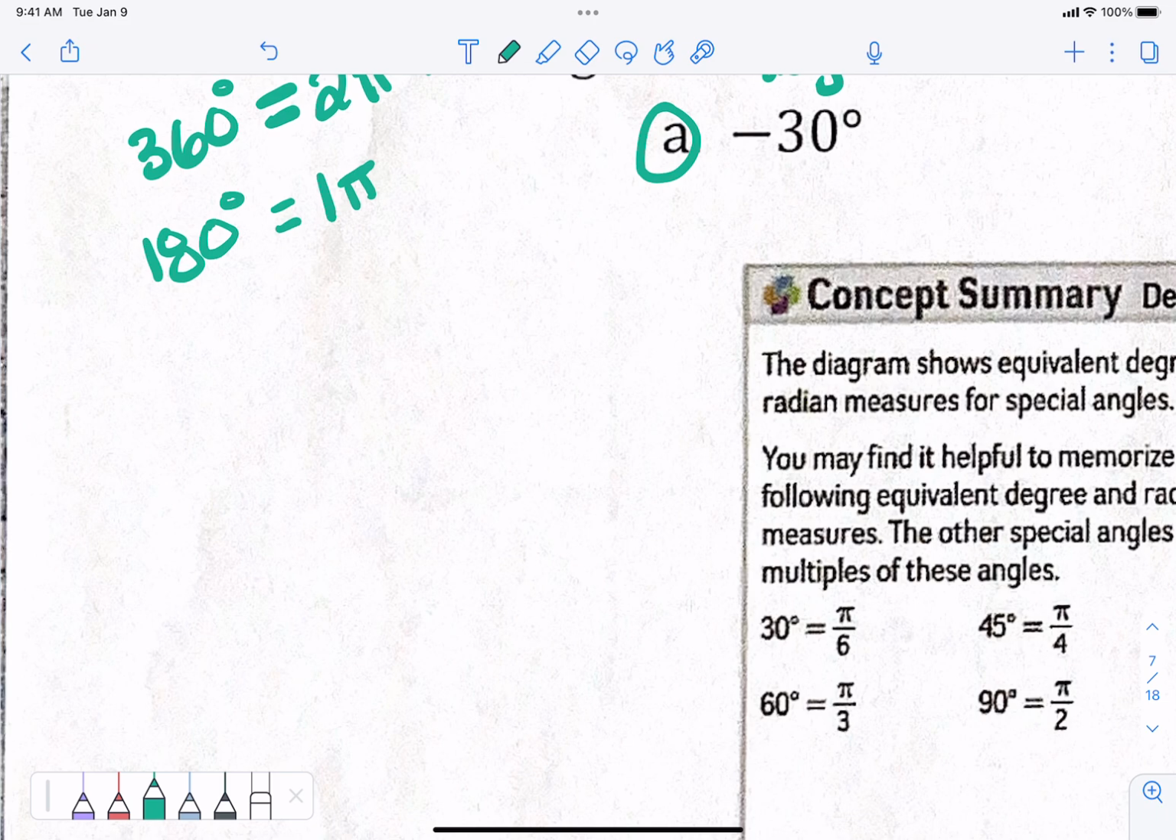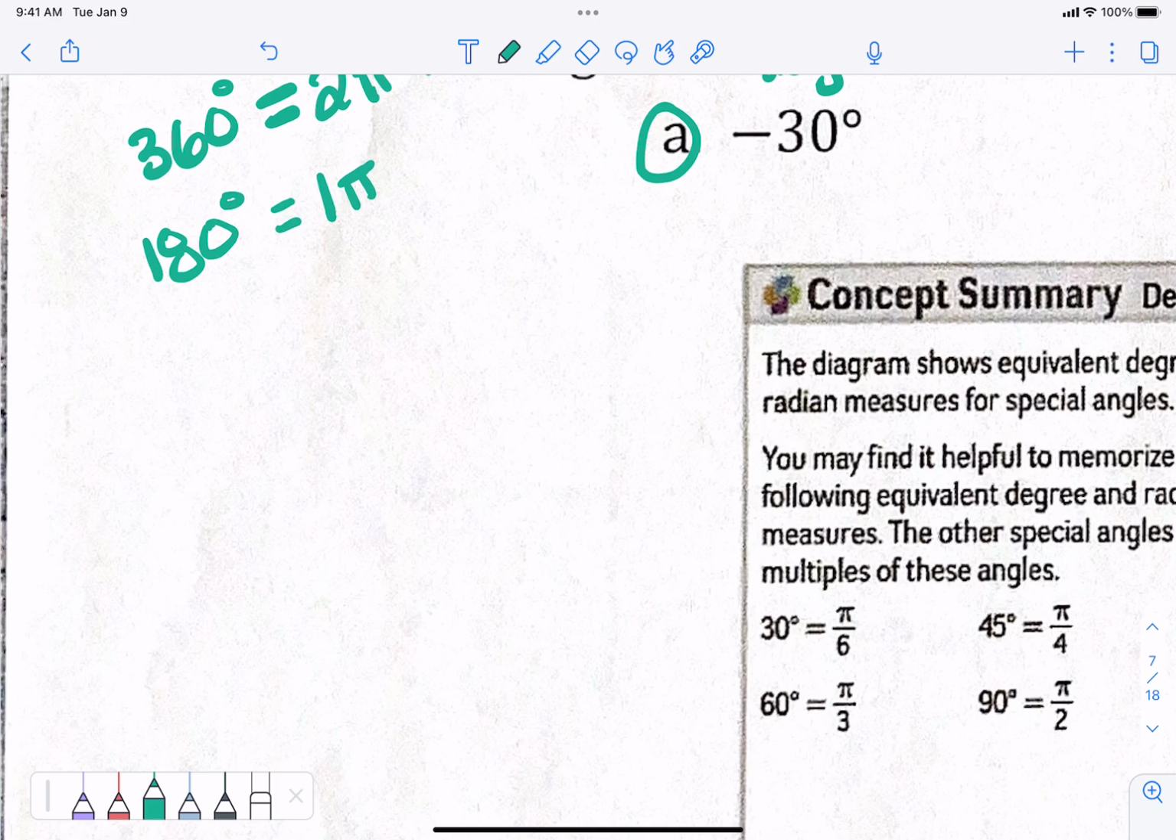What's your question? Negative 30, which quadrant would it be in? The fourth quadrant. Okay. Like positive 30 degrees would rotate up this way just 30 degrees. Negative 30 degrees would just be down 30 degrees. Good question. So this is in the fourth quadrant.